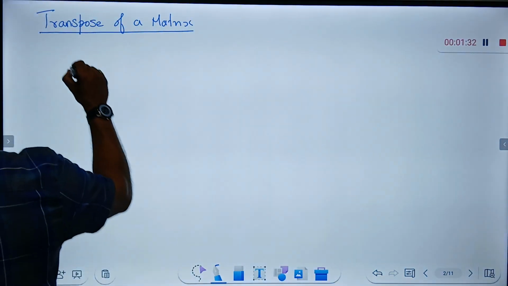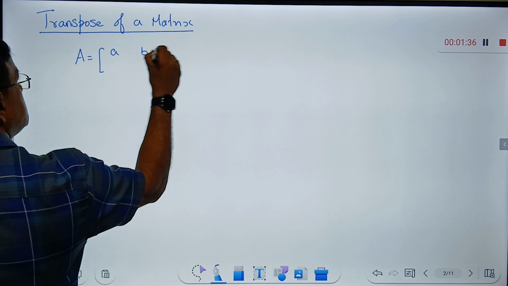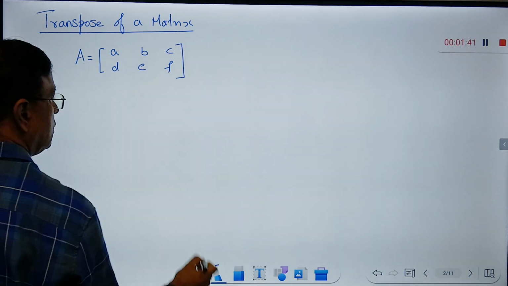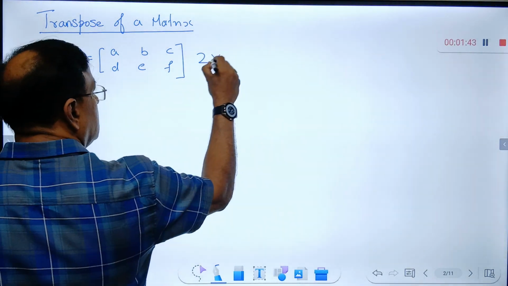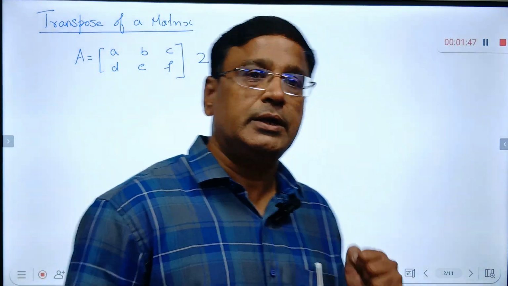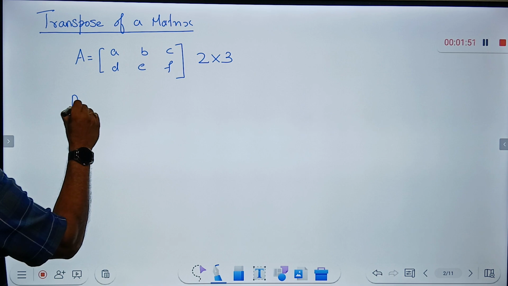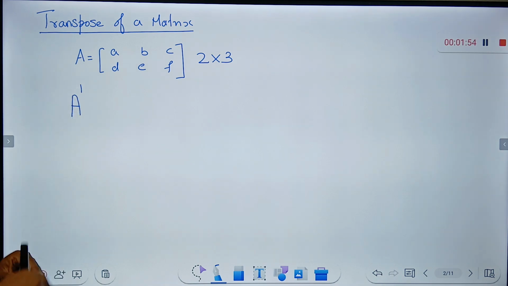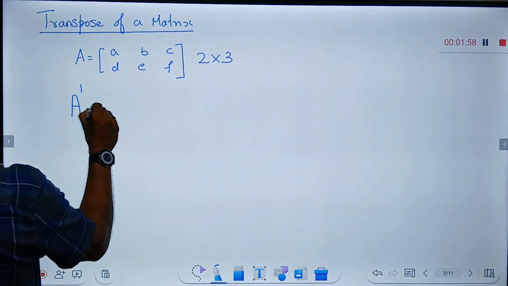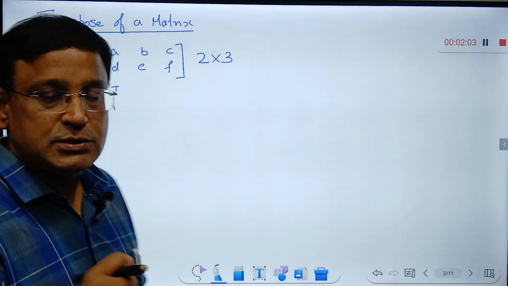For example, suppose you have a matrix A equal to A, B, C, D, E and F. What is the order of this matrix? This is 2 by 3. It has 2 rows and it has 3 columns. Correct? Now, I want to find transpose. The notation generally used in the book is A dash. A dash stands for transpose of a matrix, or some books also follow this notation of A T. This means transpose of a matrix.